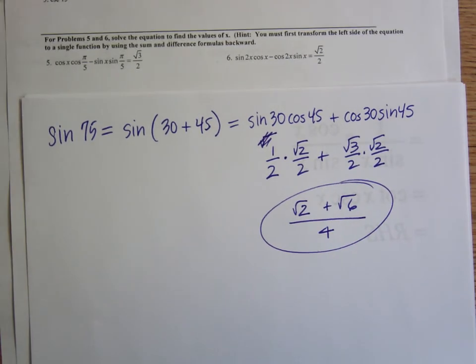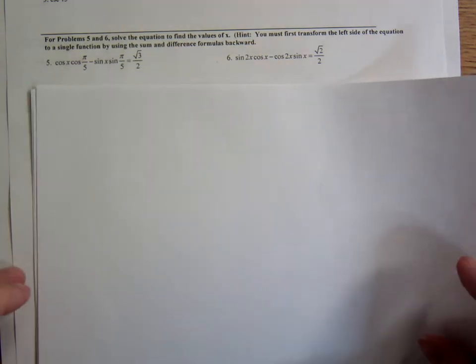For problems 5 and 6, solve the equation to find the values of x. Hint, you must first transform the left side of the equation to a single function by using the sum and difference formulas backward. Okay, so you notice for number 5, that looks just like one of those formulas.